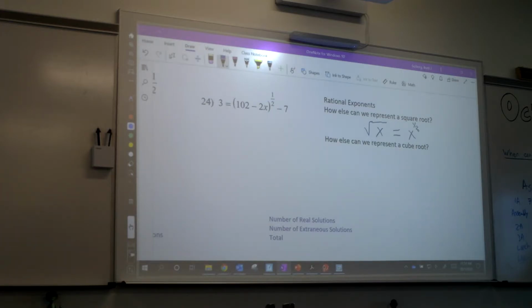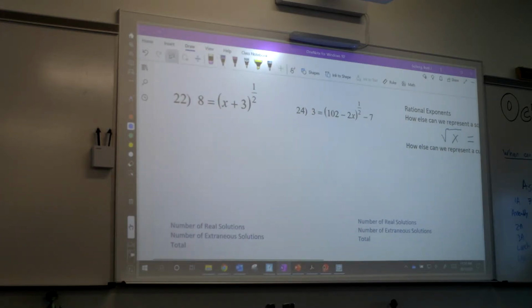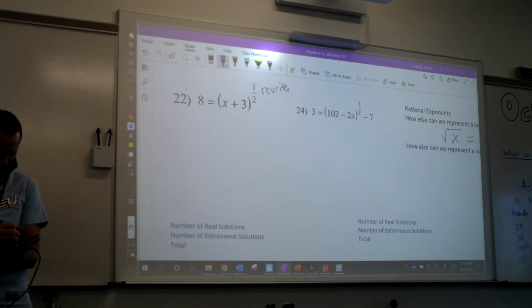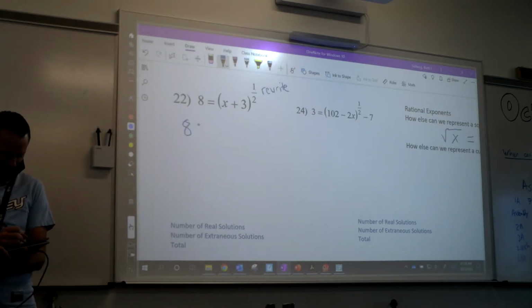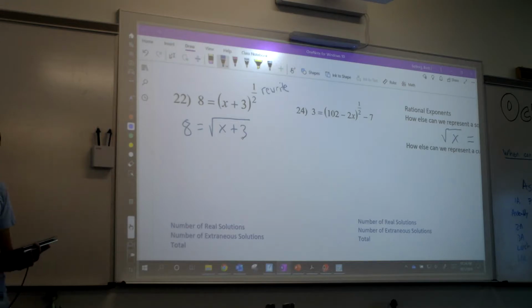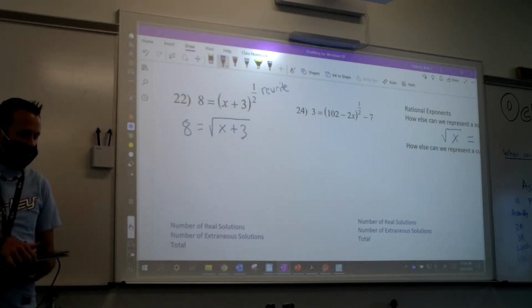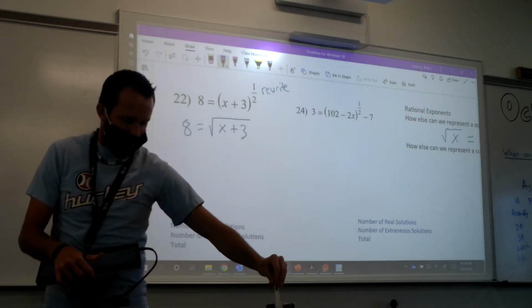Now, what that tells us on number 23, as soon as I see that 1/2 power, how can I rewrite this? The square root of x plus 3. Exactly. So that's what you're going to do here. We're going to write this as 8 is equal to the square root of x plus 3. So if you see a 1/2 power, don't be scared, it's just square root, and we're going to go through our same steps as what we've been doing here, okay?